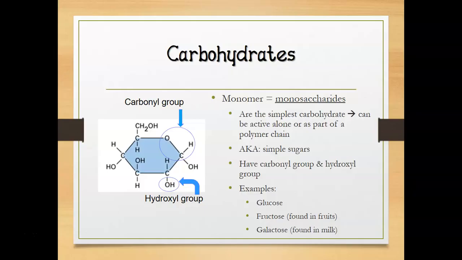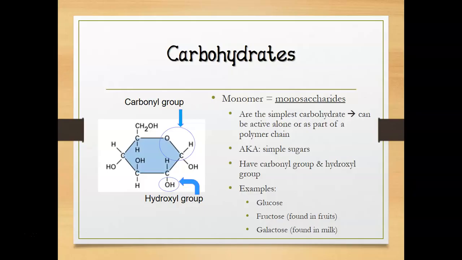You should also recognize some of the functional groups that we see in our carbohydrates, and there should be a blank spot in the picture in your notes to add these. So we've got hydroxyl groups going on here. We've also got carbonyl groups going on, and just some examples you should be aware of. Things like glucose, okay, that's a monosaccharide. Fructose is the simple sugar found in fruits. Galactose, simple sugar found in milk.